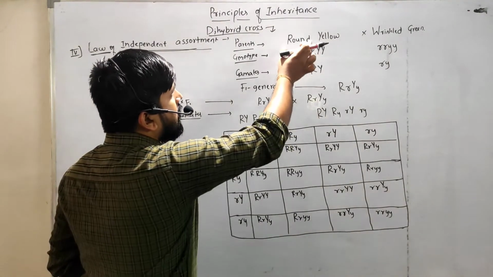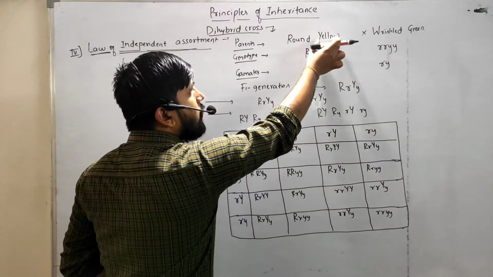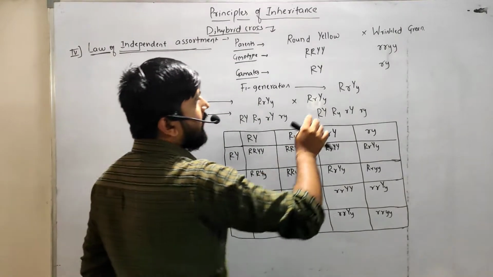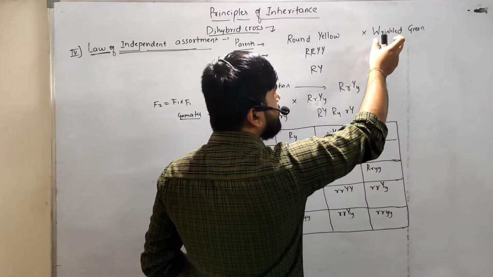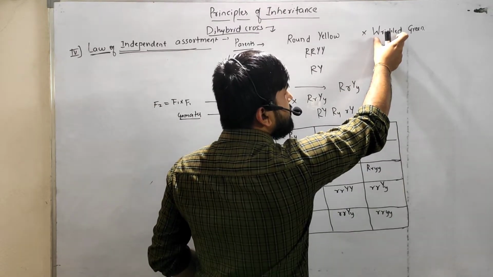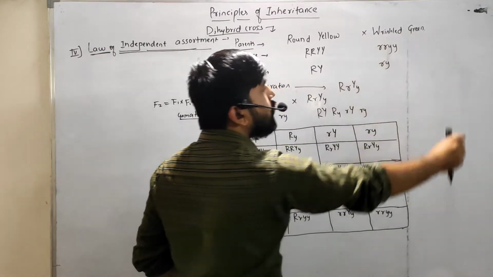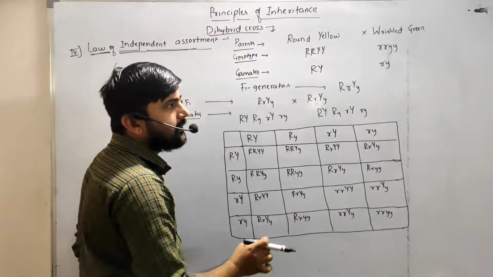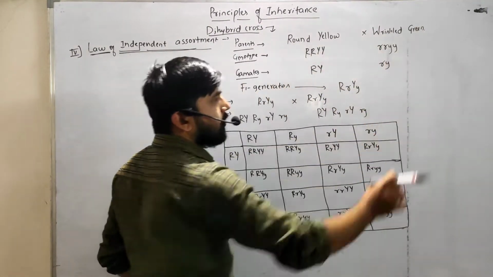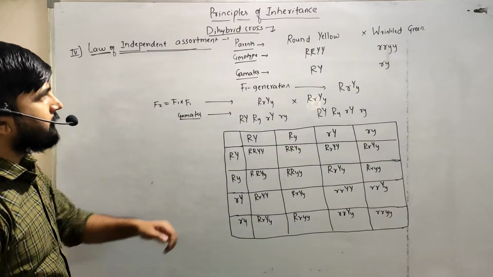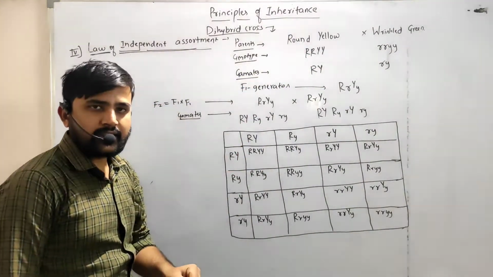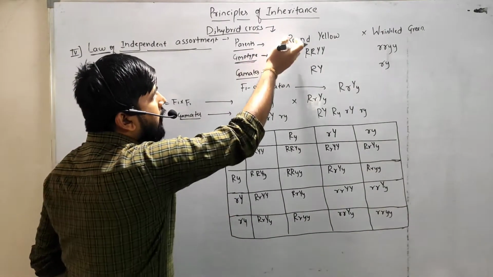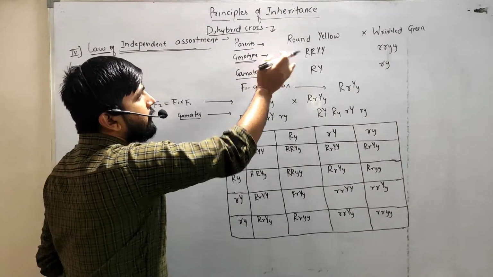So we taken round shaped, yellow color cotyledon, because we are considering two characters. And another one we taken wrinkled seed with green cotyledon. See here, round seed with yellow cotyledon, wrinkled seed with green cotyledon color. So we taken these two characters, and these are the parents.